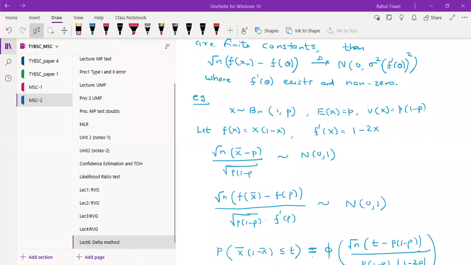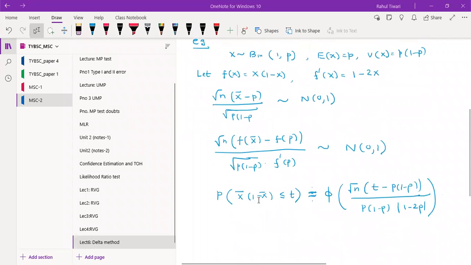Sir, f of x bar becomes t, right? F of x bar becomes t. The t distribution of saying what? I didn't get it. Sir, in the next step, it is assumed that f of x bar equals t, right? Yeah, in this step. No. See, this is the function of your distribution of sample mean.